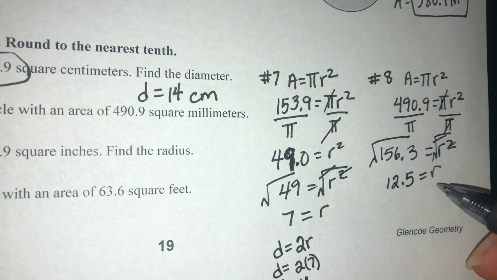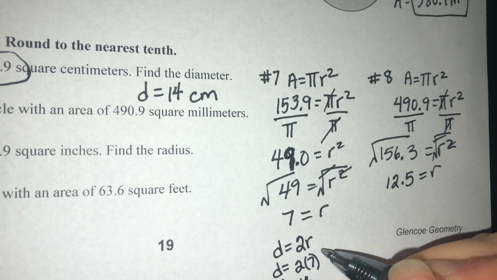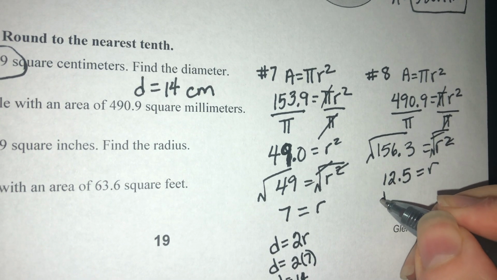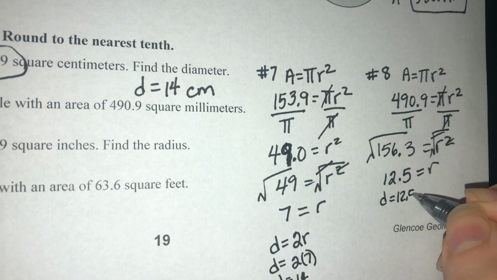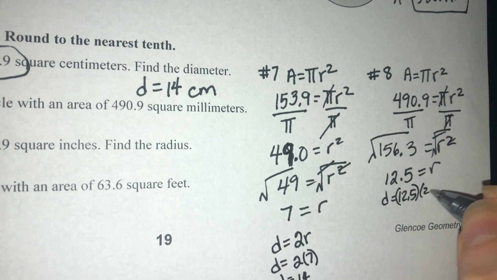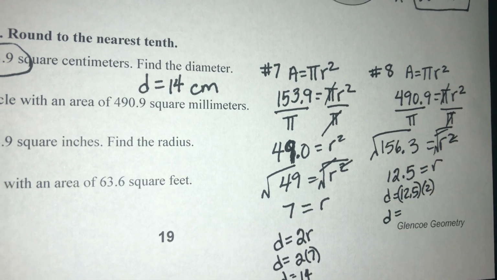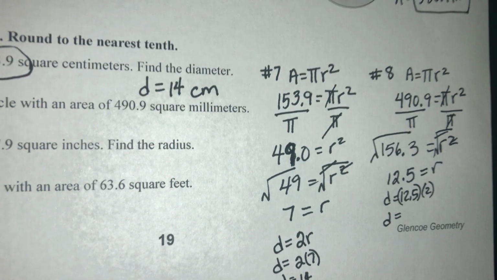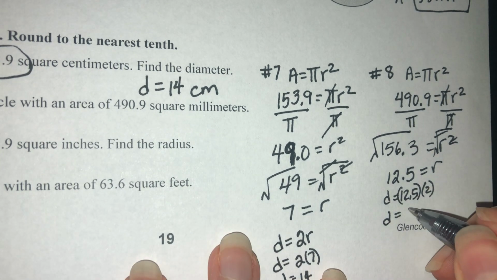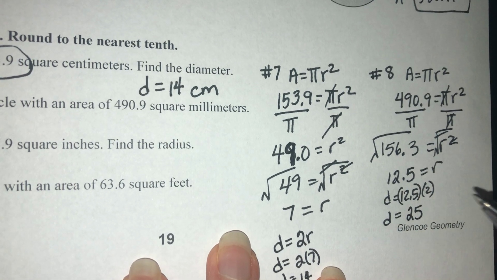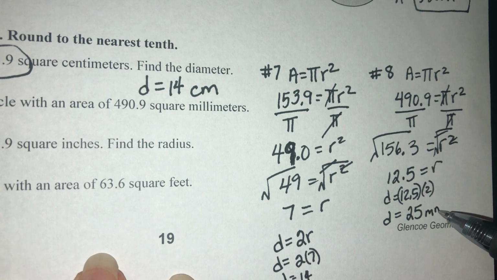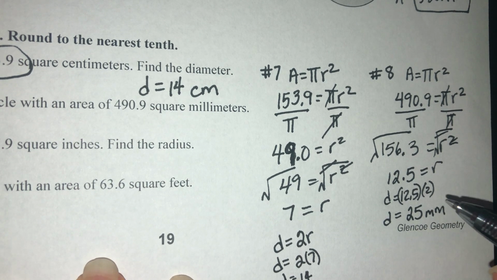And now that's your radius. The diameter is twice the radius, just like in the last problem. So we're going to have to multiply 12.5 times 2 to get our diameter. 12.5 times 2 is equal to 25. So the diameter is 25 millimeters for number 8.